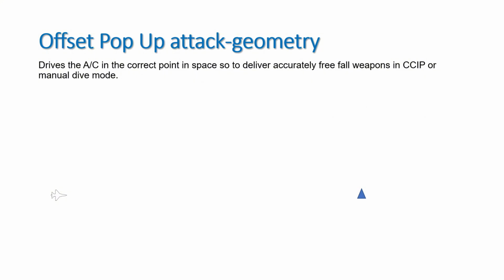Let's establish some ground basic knowledge of what is a pop-up attack and its geometry. The idea is that you need a plan to drive your aircraft in the correct point in space, so to deliver accurately free fall weapon in CCIP or manual dive bomb, and also you can use it with CCRP also if you like. These modes are available in every modern jet: A-10, F-18, F-16, F-15, etc. We have the target with the blue triangle, and we have the jet that it's depicted on the left.